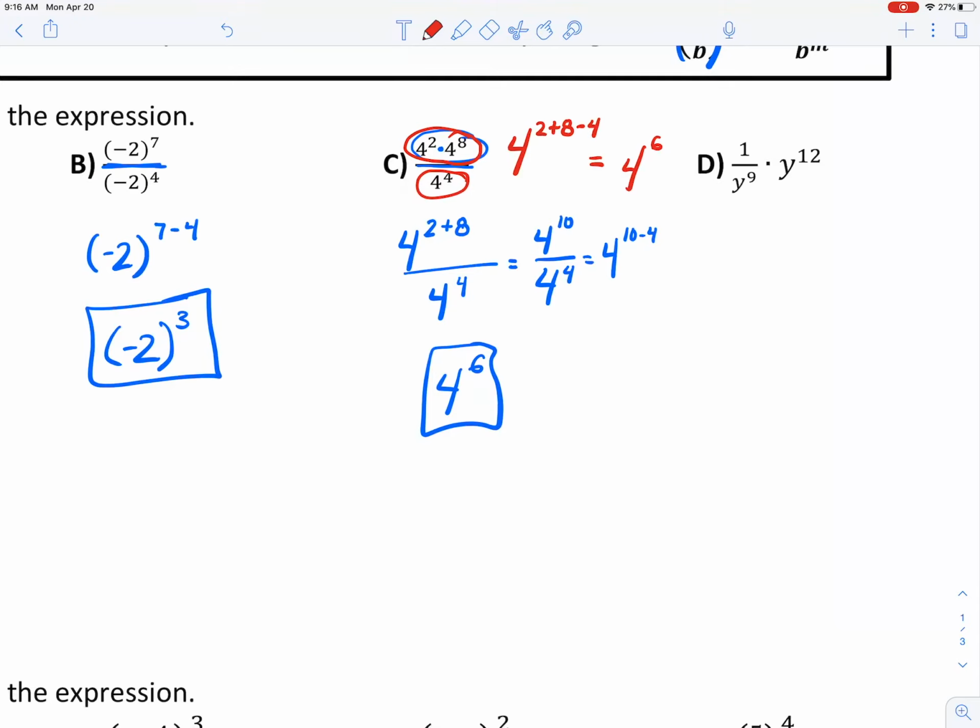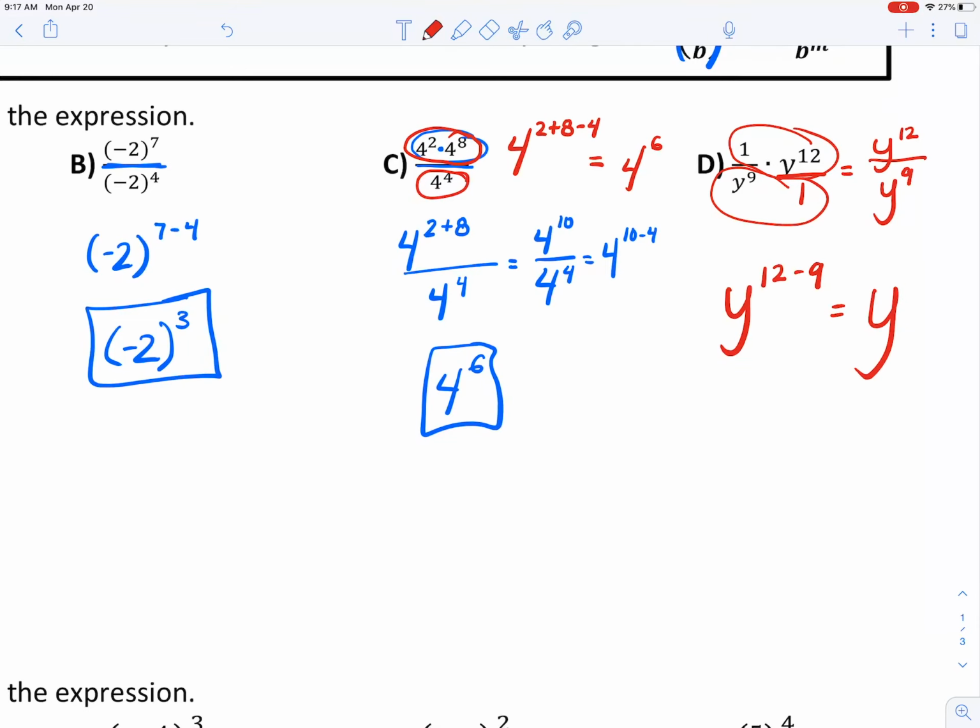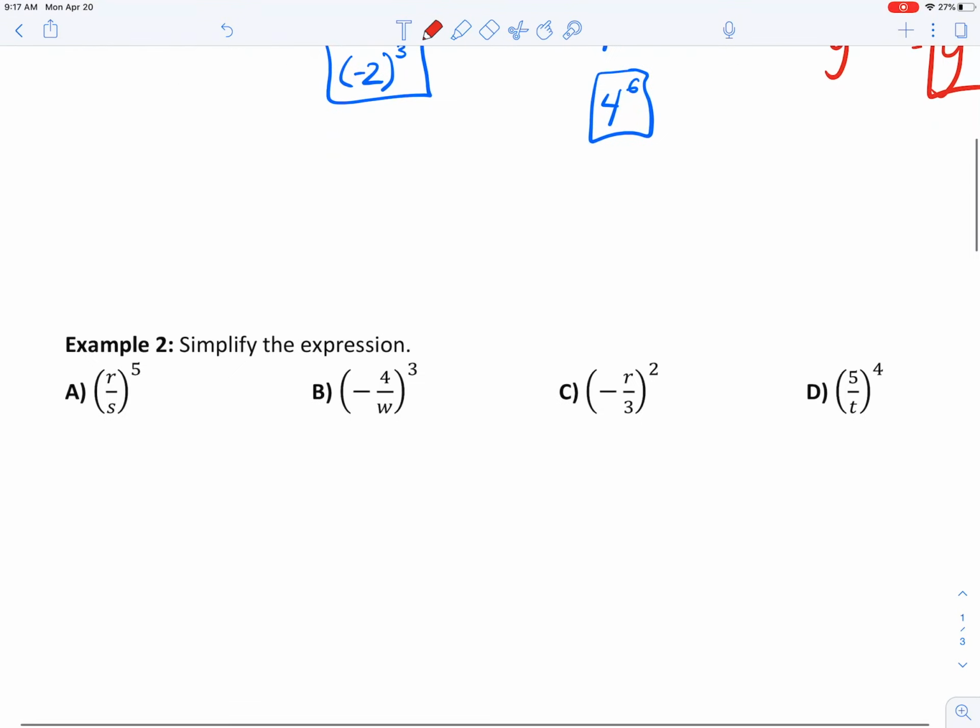All right, in this one, I have a fraction and then I'm multiplying it by y to the 12th. Well, this is really the same thing as y to the 12th over 1. 1 times y to the 12th is just y to the 12th over y to the 9th. I'm multiplying my top two, and then I'm multiplying my bottom two. Now I can see that this is a division problem. My bases are the same, so I can subtract the exponents. 12 minus 9 is y to the third power.